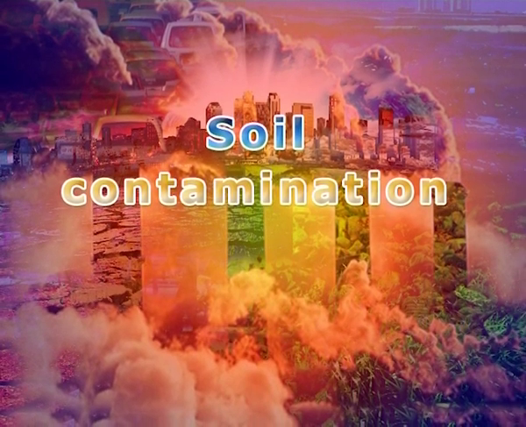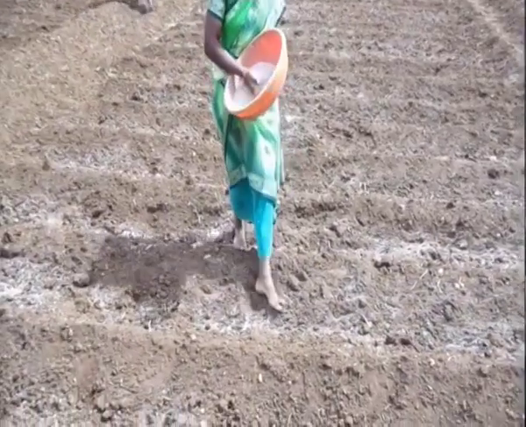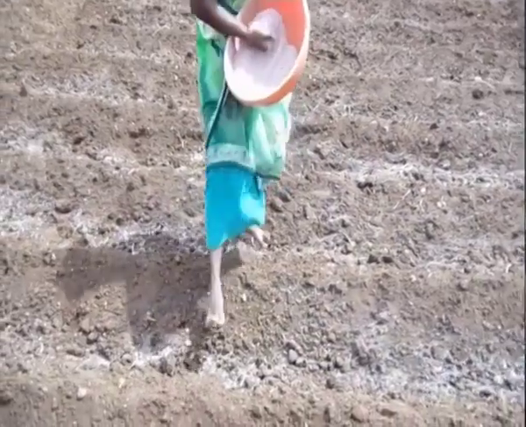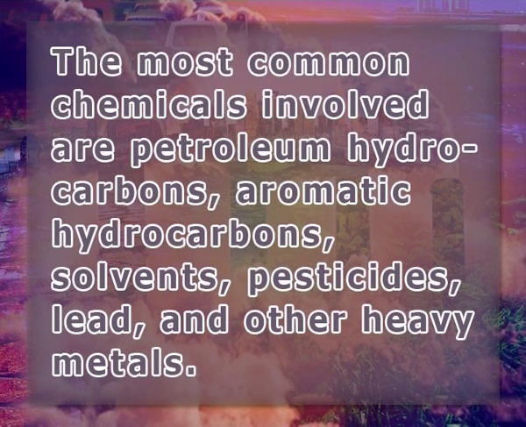The next is soil contamination. Soil contamination or soil pollution is caused by the presence of xenobiotic, that is human made chemicals or other alteration in the natural soil environment. It is typically caused by industrial activity, agricultural chemicals or improper disposal of waste. The most common chemicals involved are petroleum hydrocarbons, aromatic hydrocarbons, solvents, pesticides, lead and other heavy metals.